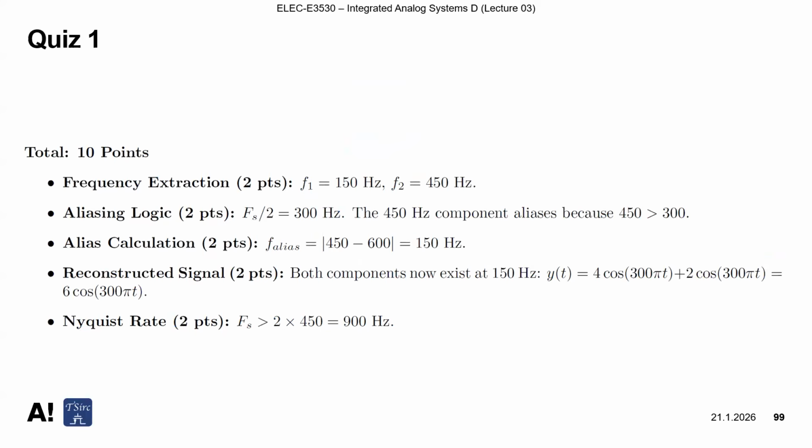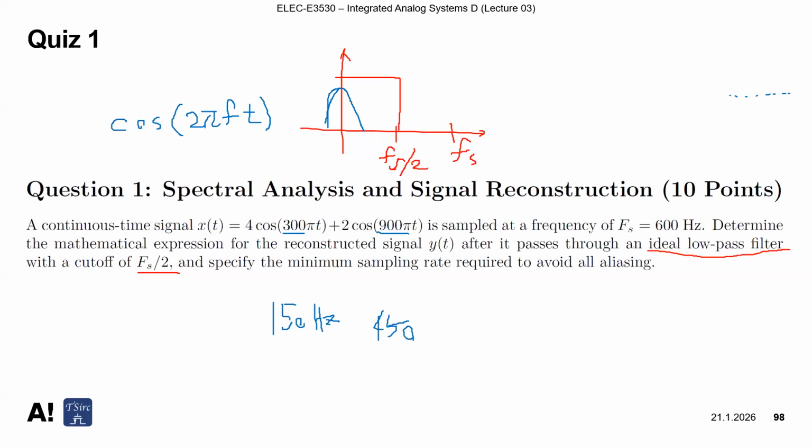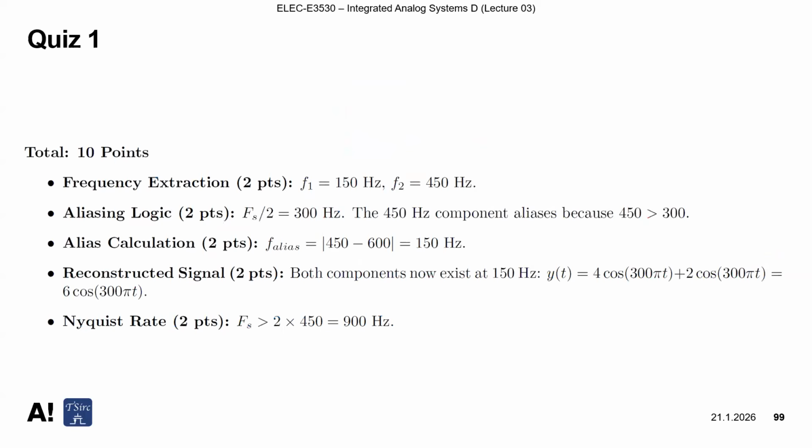And for the aliasing part, we can derive the Nyquist rate as fs over 2, here 300 Hertz. That means our 450 Hertz is actually over our Nyquist rate, so it will be aliased back into our signal band. The component aliases because 450 is larger than 300. The alias computation is calculated like this, because we are copying and pasting after sampling.